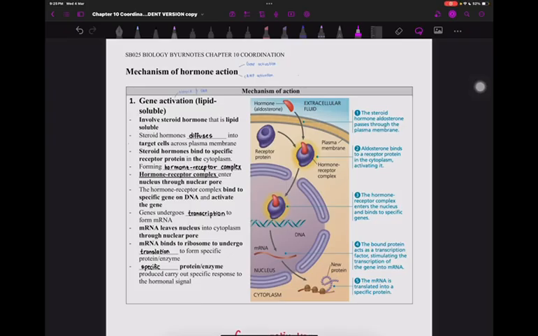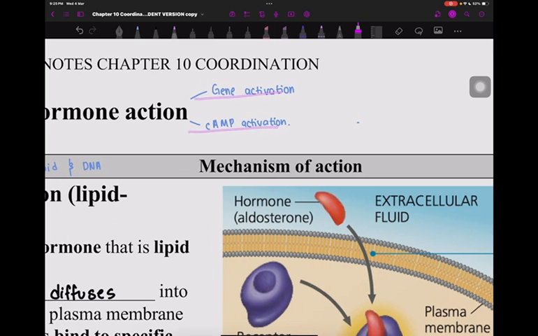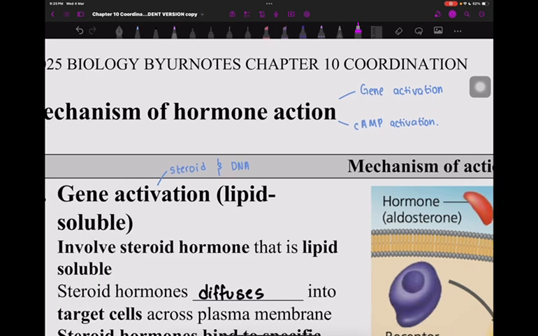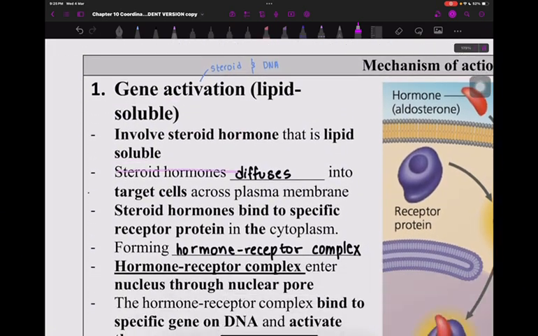So hello everyone, today we will continue on mechanism of hormone action. So untuk topik ni kita akan belajar dua benda, which is gene activation and also cAMP activation. So first we will learn about gene activation dulu lah. For this activation, we need to remember that it only involves steroid hormone that is lipid soluble.